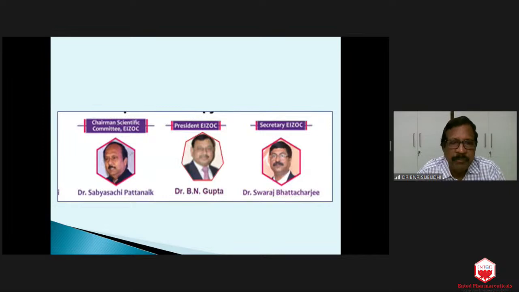And this is the team: President of EIZOC, Dr. B.N. Gupta, Secretary, Dr. Suraj Bhattacharji, and the Chairman Scientific Committee, Dr. Shyamasagar Patnaik. The team has given us this program over the last 1 year. We are continuing this program under the banner of EIZOC. Initially, it was under the banner of our state society, but it has increased its horizon, and now it has become a banner of EIZOC.